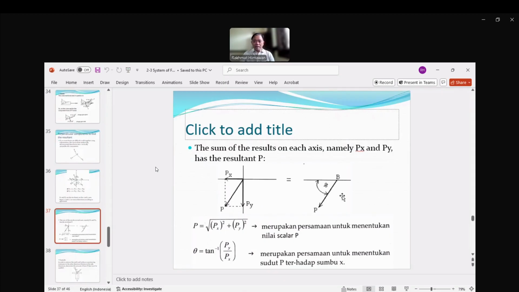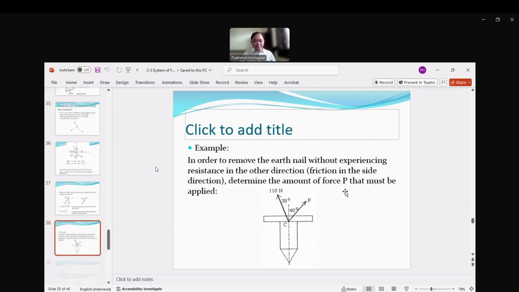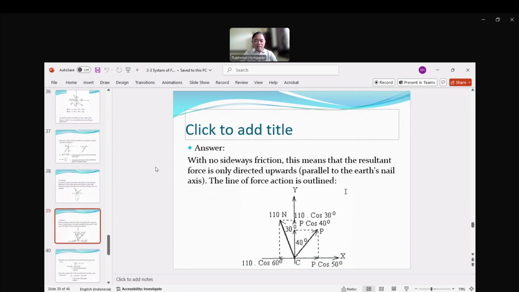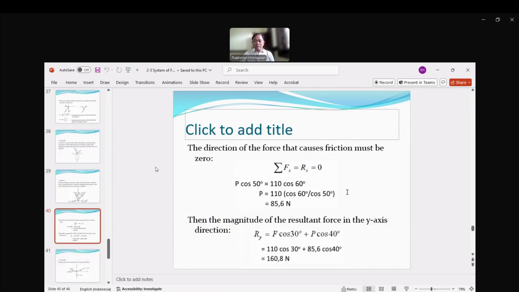Okay. Here we have tangent also. There's another formula to help you find the resultant, the angle. Learn about these two, probably similar concepts, that we need to decompose the force into x and y directions, the x and y axes, and then if it's in equilibrium, that means the resultant of the force is zero. If it's not in equilibrium, then there is a resultant. Yeah, here.